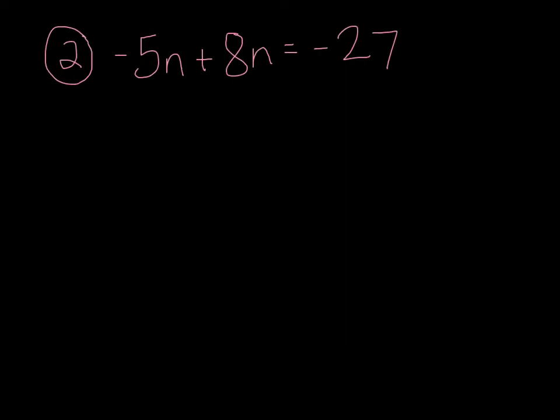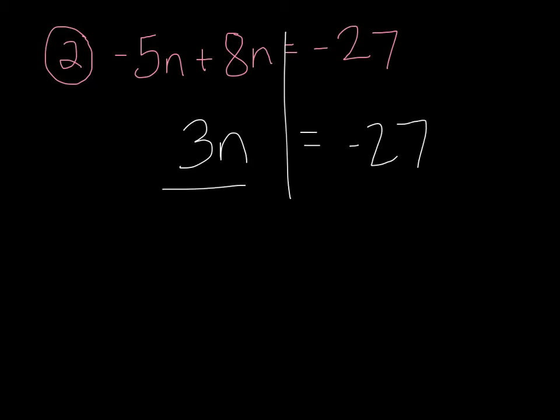Number 2, if you look on the left side, there's multiple variables. Okay, but they're both n's, so we look and we say, can we combine those? Are they like terms? Okay, well, negative 5n and positive 8n, you can put them together. So negative 5 plus 8 makes 3n, and that still equals the negative 27. Okay, 3 times n, so we divide by 3 to both sides, and you get n equals negative 9.